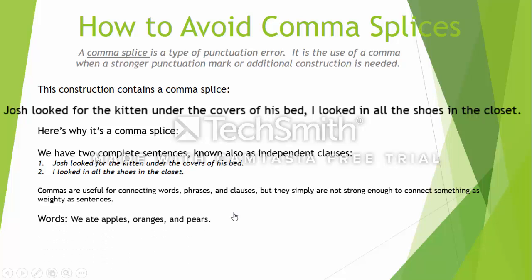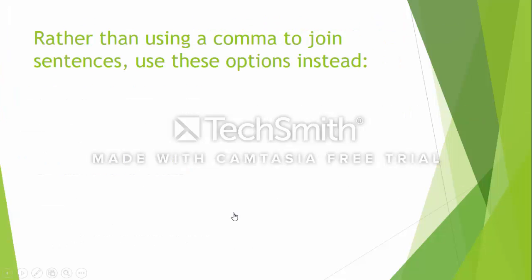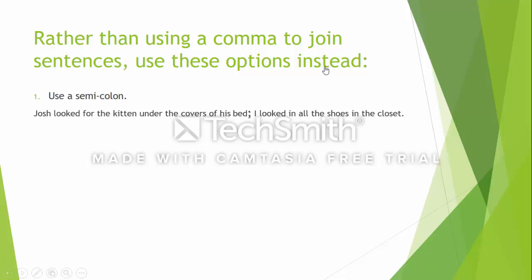So we see words can be connected. We ate apples, comma, oranges, comma, and pears. The same thing with phrases, and then the same thing with clauses. But when it comes to sentences, it's just not going to do the job. The comma needs something a little bit better, or we need something a little stronger than a comma. So rather than using a comma to join sentences, here are the options that you can use instead.